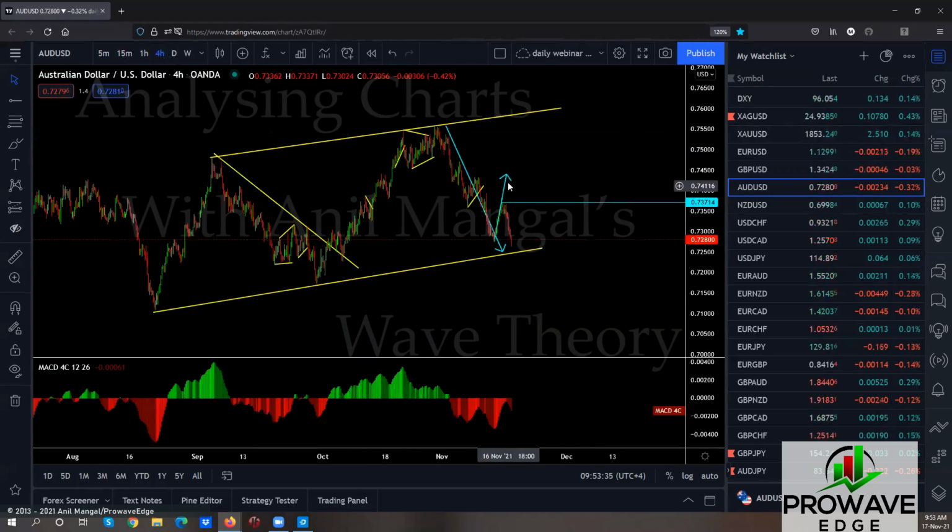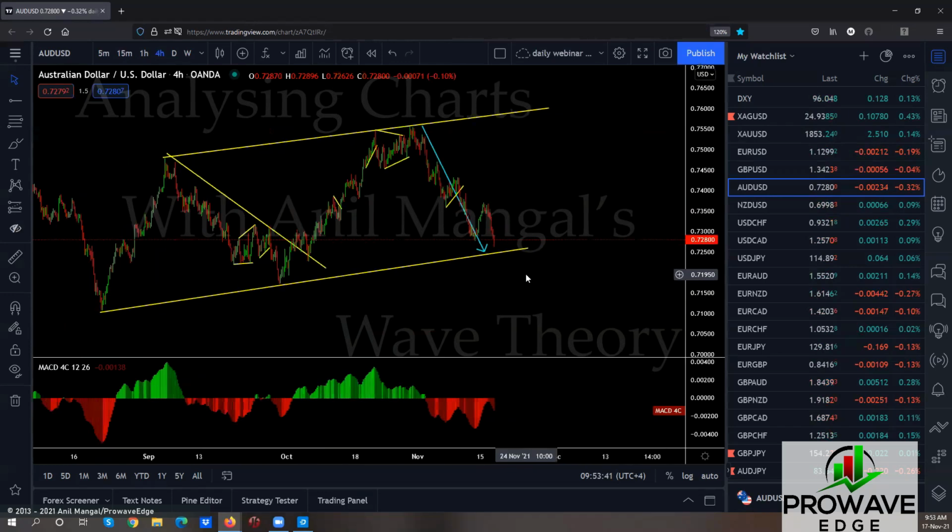We're still in this corrective structure. Take this off. That didn't go, so we didn't get in that trade. We're looking for a buy. We didn't get it. I was not in, so we didn't look for a sell.